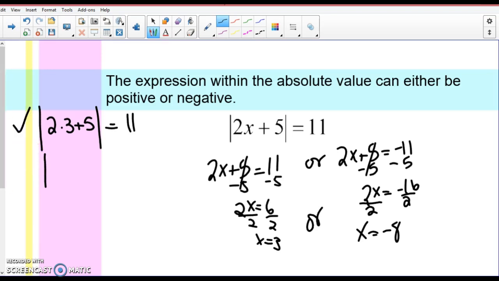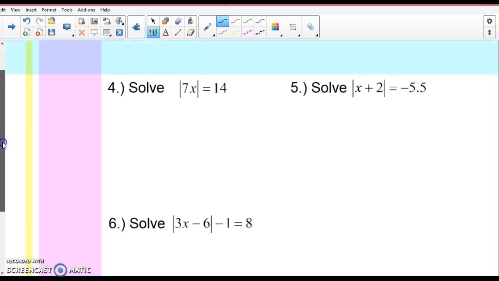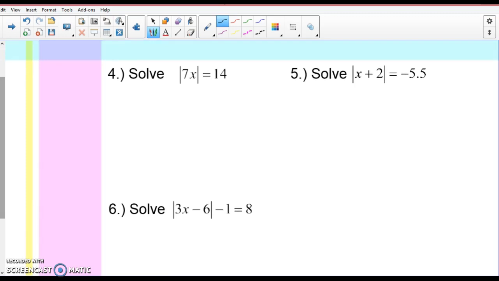Let's check negative 8. So 2 times negative 8 plus 5, inside the absolute value. 2 times negative 8 is negative 16, plus 5 is negative 11. The absolute value of negative 11 is 11. Yes. Checks out. Do you see that? Isolate the absolute value first, then rewrite, then solve. Okay. Number 4.